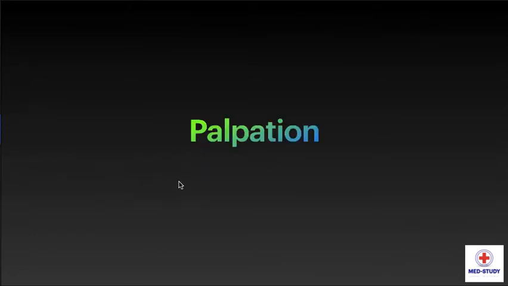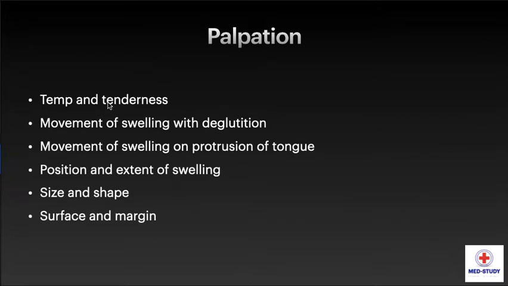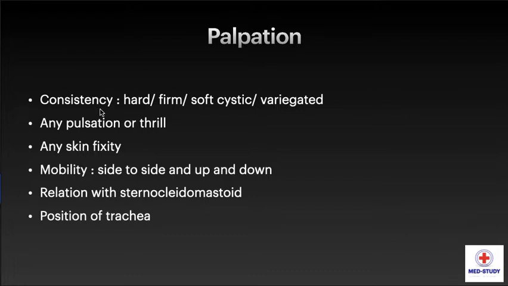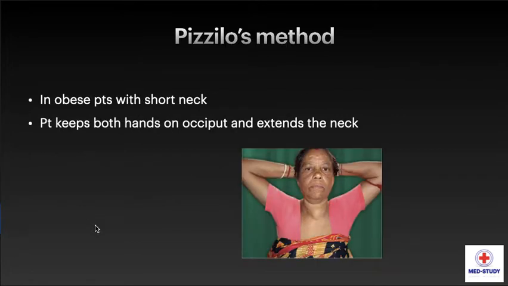trachea. Coming to palpation. We have to palpate for temperature and tenderness, movement of swelling with deglutition, movement of swelling on protrusion of tongue, position and extent of swelling, size and shape of the swelling, surface and margin of the swelling. Then we have to palpate for consistency, whether it is hard, firm, soft and cystic or variegated. Any pulsation or thrill, any skin fixity, mobility, that is side to side and up and down, relation of the swelling with sternocleidomastoid and position of trachea.